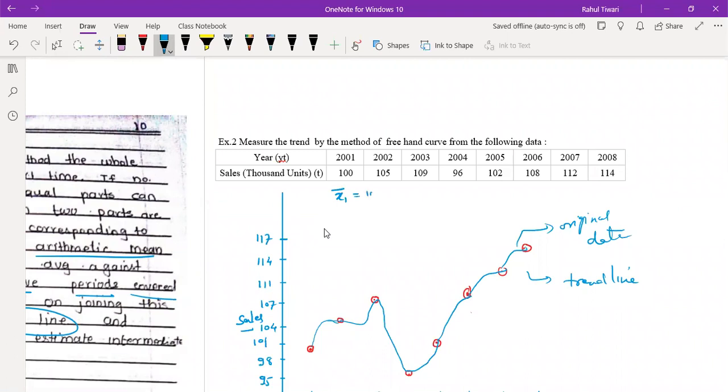So 100, 105, 109, 96. Whole thing divided by 4. This will give us the x1 bar. Similarly, consider x2 bar, which is the point of this one. So 96 plus 102. Anyone just calculated? Let me know. What is the average of this value? Can anyone calculate that value?